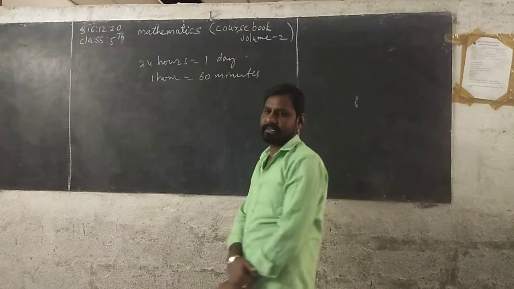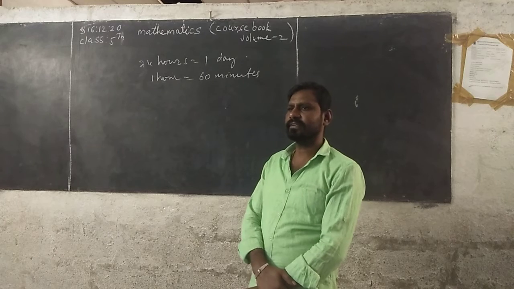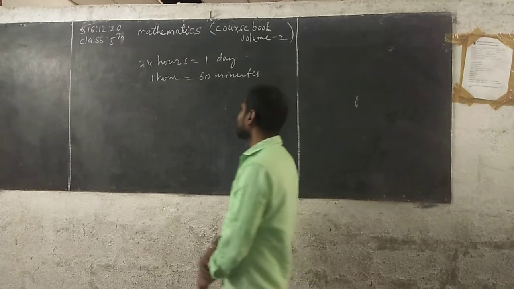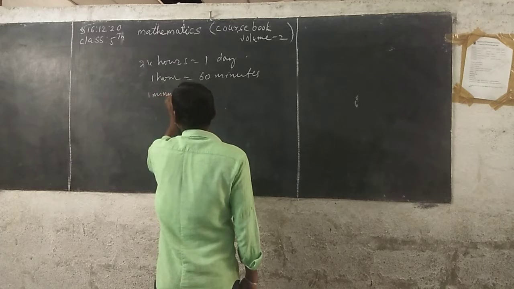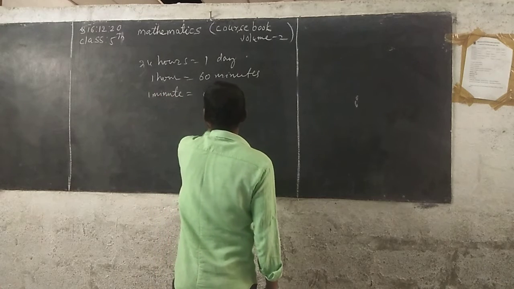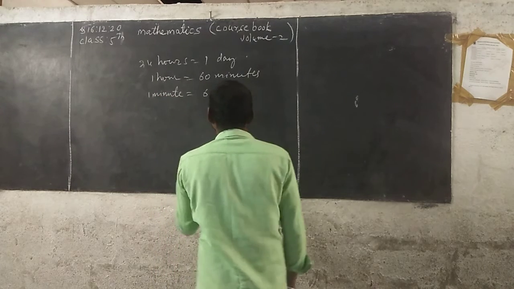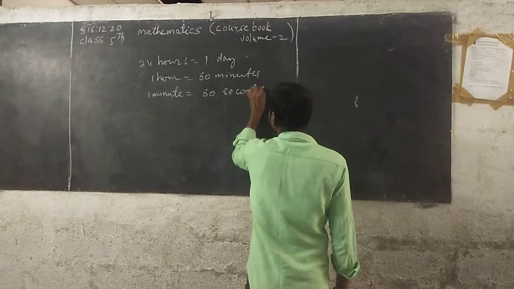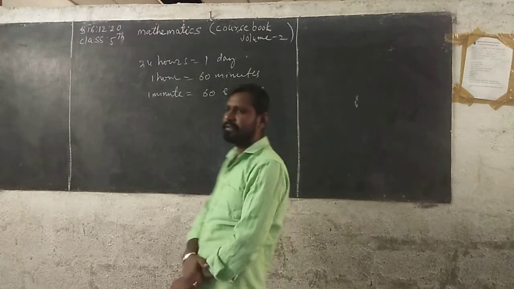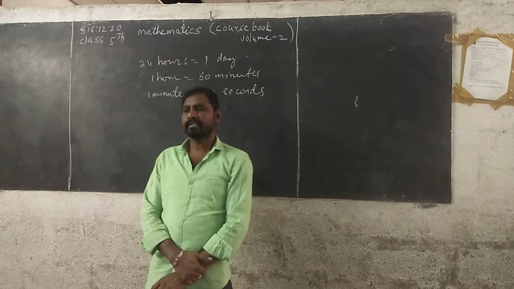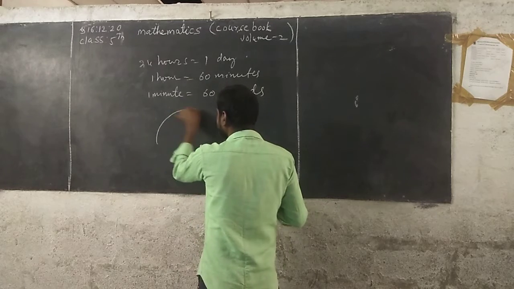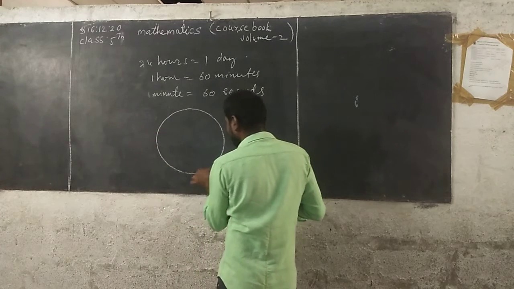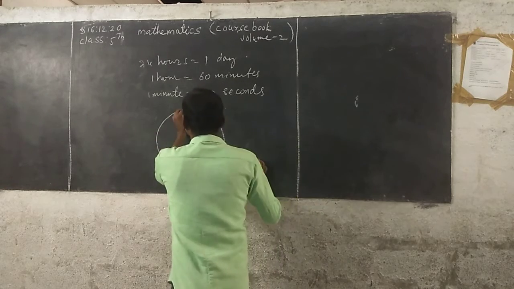Now, 1 hour is equal to 60 minutes. 1 minute is equal to 60 seconds. Now I am taking a clock.